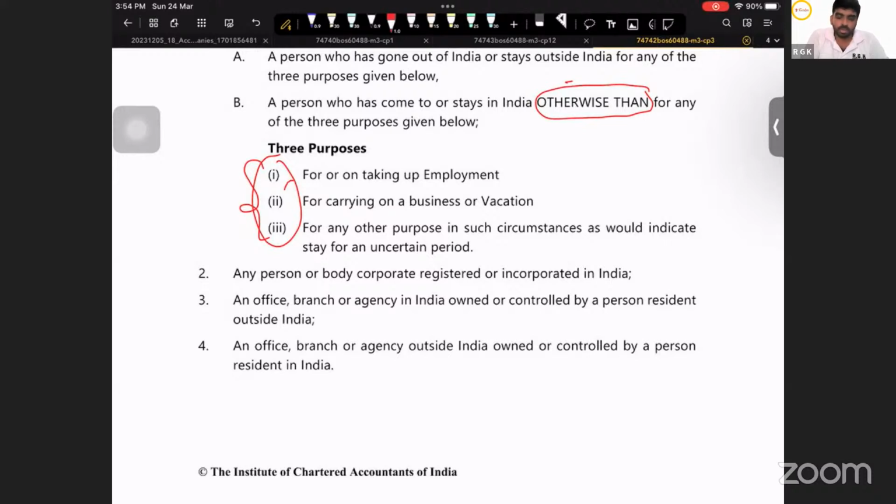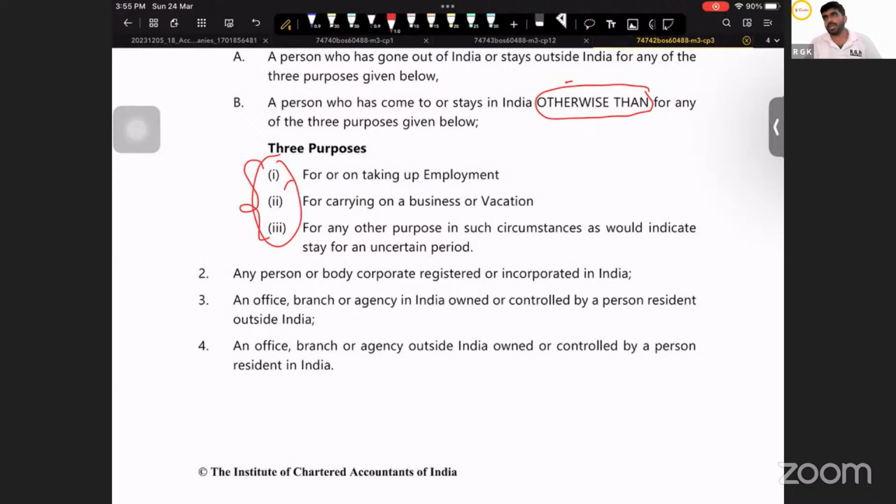Any person or body corporate registered or incorporated in India. Any person or body corporate, that means company, LLP, or any other entity, firm, anything that is registered or incorporated in India will be considered as person resident in India. If it is incorporated outside India, it will be considered as person resident outside India. Simple. Next, office, branch, or agency in India owned or controlled by person resident outside India.